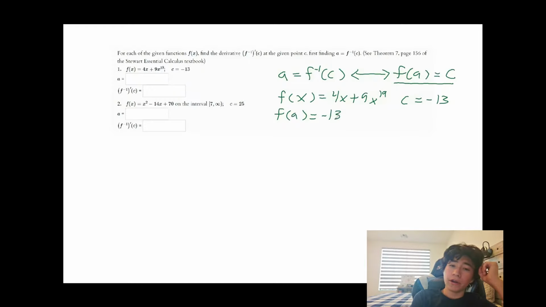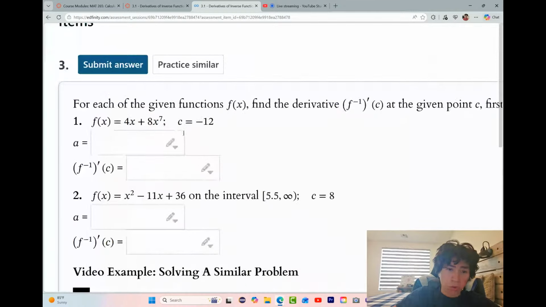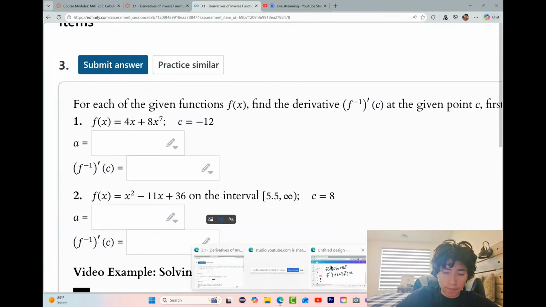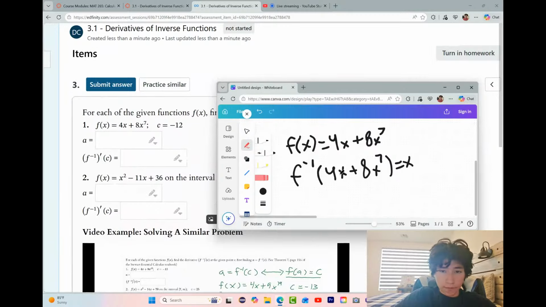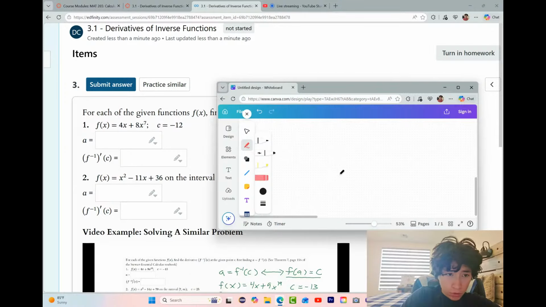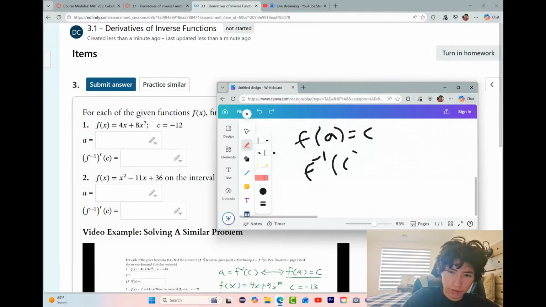Oh, no, no, no. I'm sorry. So we're finding the value. Oh, gotcha. Okay, where are we? We're good. So we have f of a equal to c, and we need to find f inverse of c equals a. I think. Anyways, something like that.